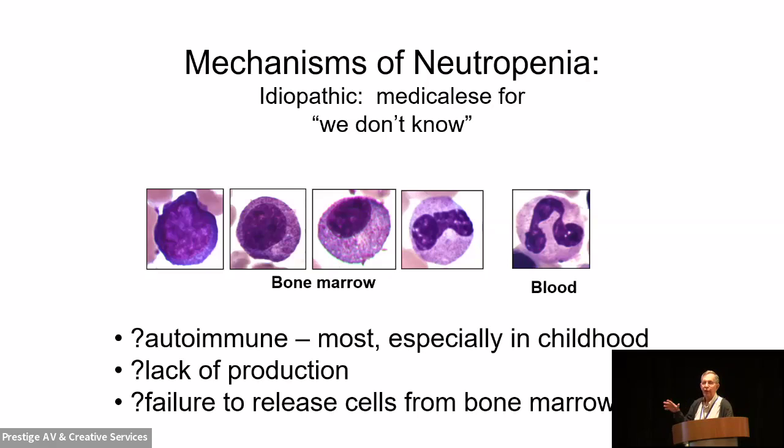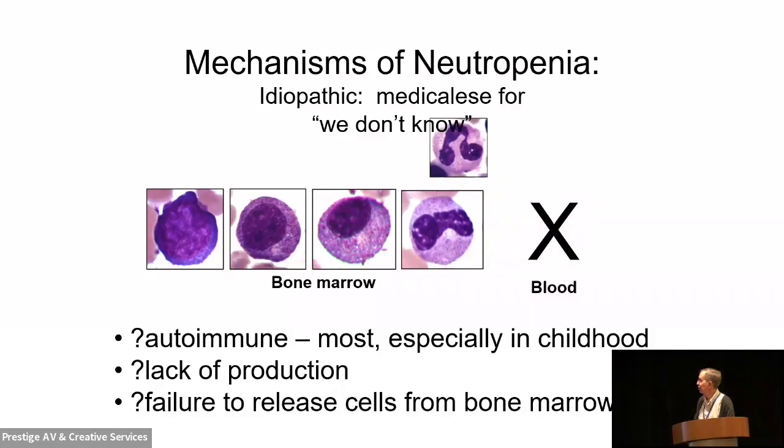There's a huge overlap between idiopathic and autoimmune, because as I'll get to, the antibodies are not a great diagnostic test. And sometimes they're positive, sometimes they're negative. It doesn't actually tell you a whole lot. And in some cases, it's lack of production or failure to release cells from the bone marrow.